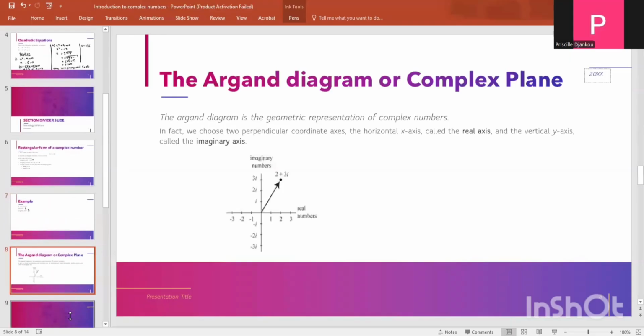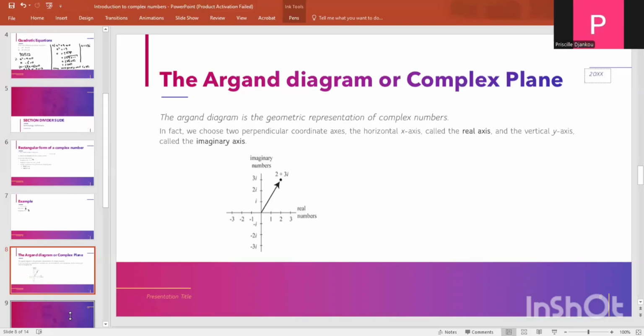Let's define what we call a complex plane. Take note that a complex plane, or an Argand diagram, is a geometric representation of a complex number. The complex plane is similar to the Cartesian plane, with the exception that the horizontal axis is called the real axis and the vertical axis is called the imaginary axis.